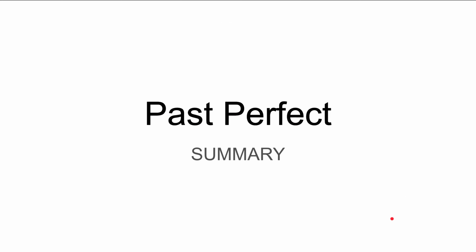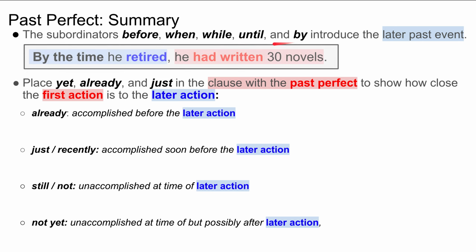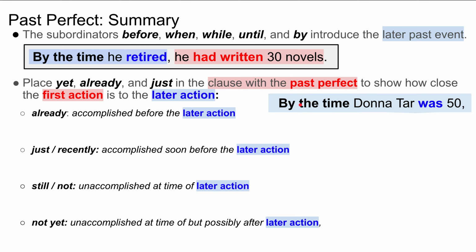Let's do a quick summary of the past perfect. The subordinators before, when, while, until, and by introduce a later past event. By the time he retired, he had written 30 novels. We place yet, already, and just in the clause with the past perfect to show how close the first action is to the later action, by the time Donna Tartt was 50.